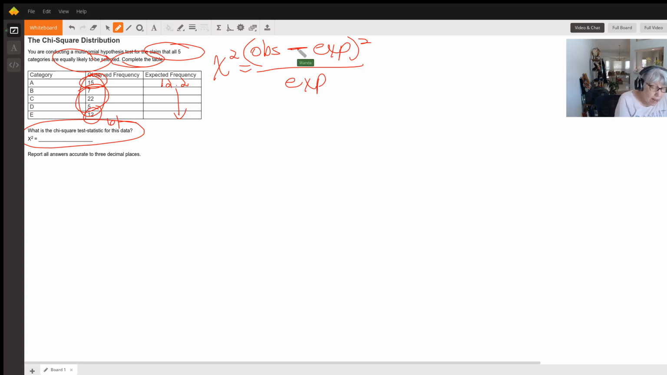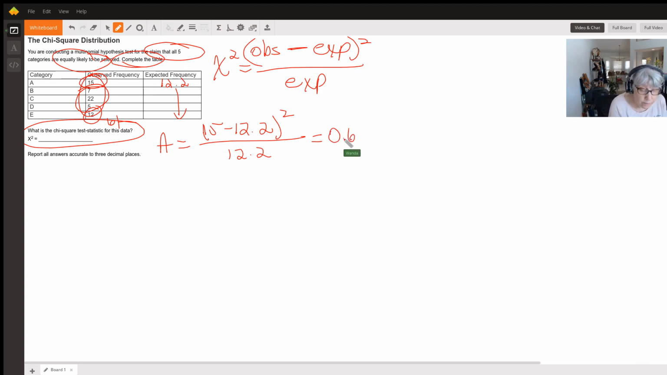For category A, that means that we're going to have 15 minus 12.2, and we're going to square that, and then we're going to divide by 12.2. And if we do that calculation, we're going to get 0.643. If we do the same thing for categories B through E, that would be 7 minus 12.2 squared divided by 12.2 for category B. And that's going to give us 2.216.